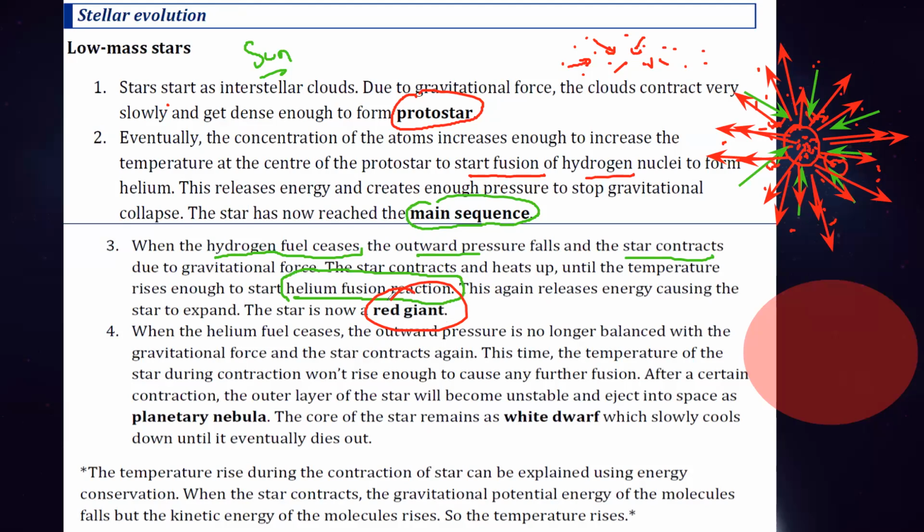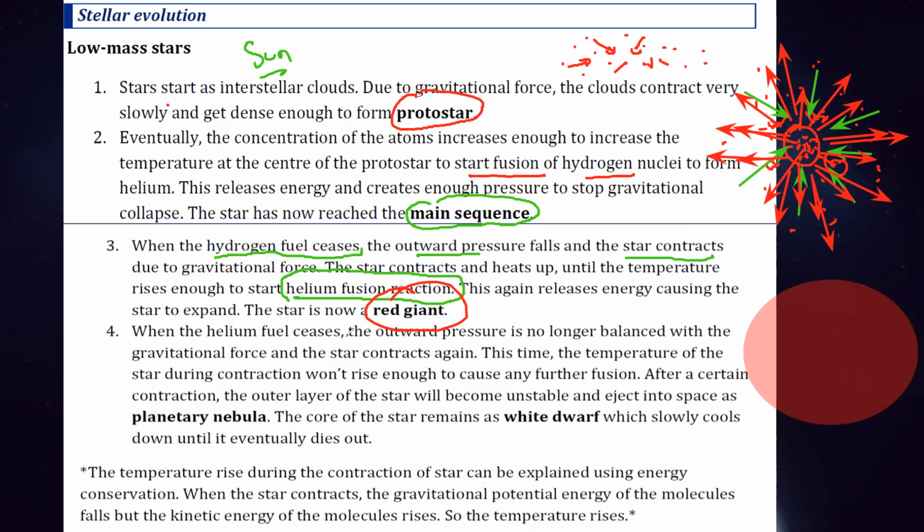So our sun is a main sequence star right now. Once the hydrogen is used up, the size of our sun will decrease. When the size decreases, the core temperature will increase and the nuclear fusion of helium increases, and that produces too much energy, which increases the size of the sun.